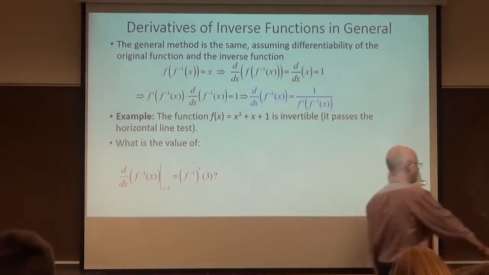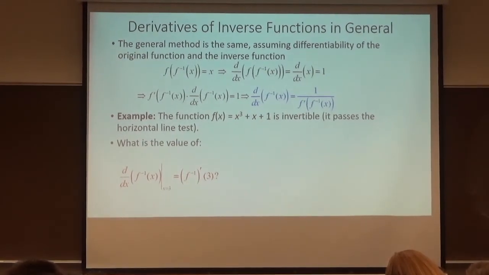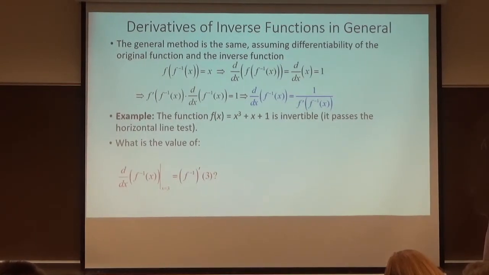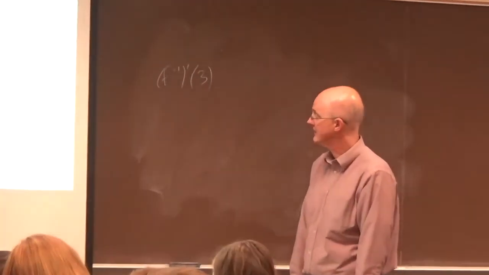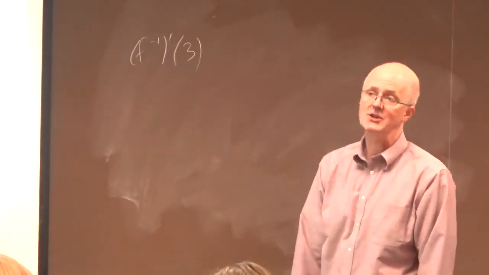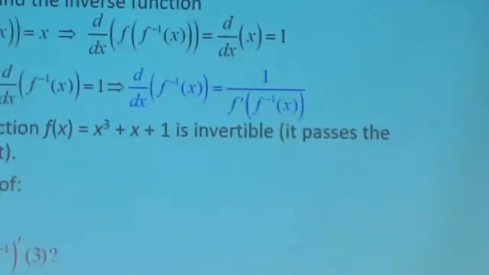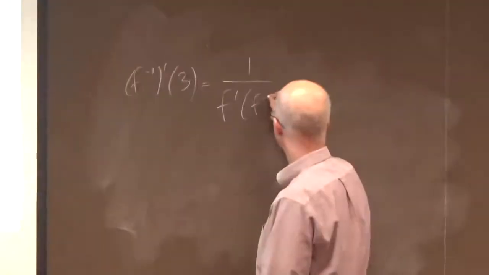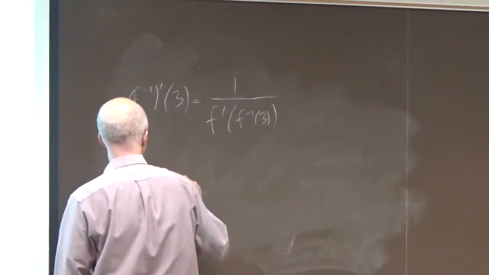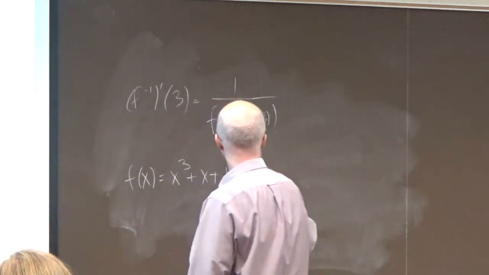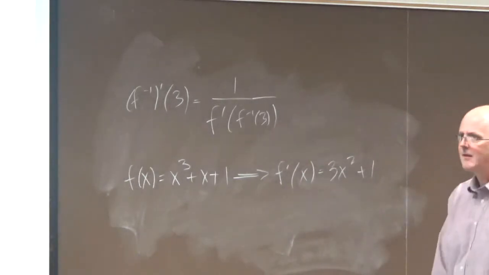Let's think about it a little bit here. Go ahead and write it this way. What is f inverse prime of 3? In other words, what is the derivative of f inverse at 3? What's its rate of change at the input equal to 3? According to this formula, it's 1 over the derivative of the original function evaluated at f inverse of 3. Well, the derivative of the original function is certainly easy to find. The original function is x cubed plus x plus 1. That means its derivative is 3x squared plus 1. But what's this number?